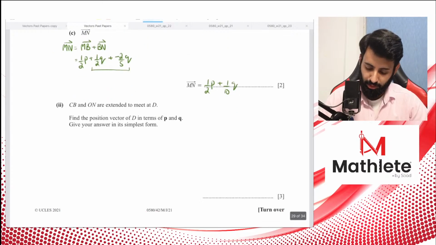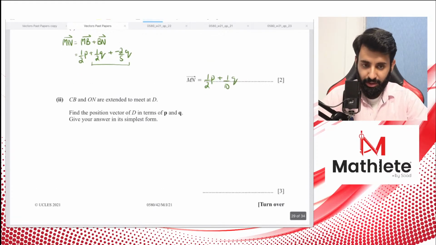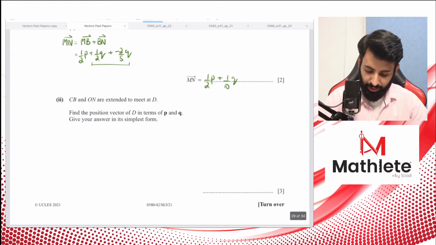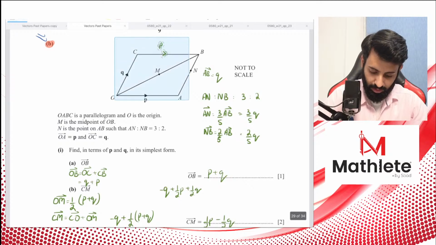Okay, part 2. Let's see what part 2 says. Part 2 says CB and ON are extended to meet at T. So let's do just that. In fact, let's take a screenshot of this.